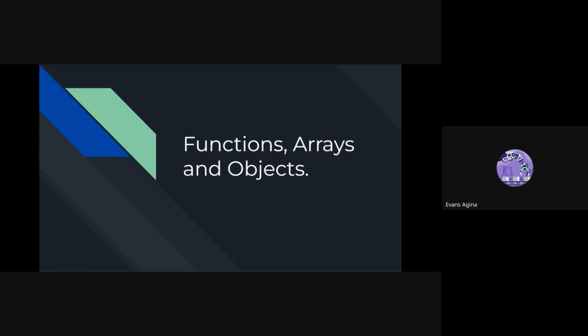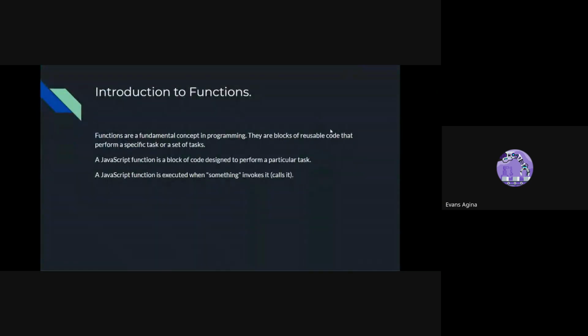So today we are going to be looking at functions, arrays, and objects. All right, so functions are fundamental concepts in programming, and they are blocks of reusable code that perform a specific task or a set of tasks. A JavaScript function is a block of code designed to perform a particular task. A JavaScript function is executed when something invokes it.